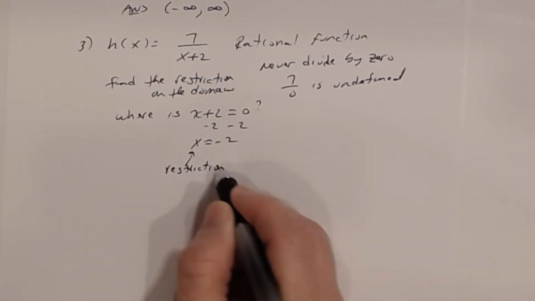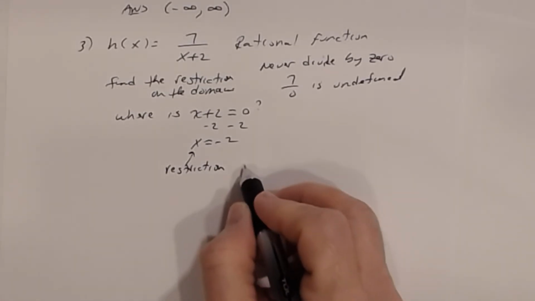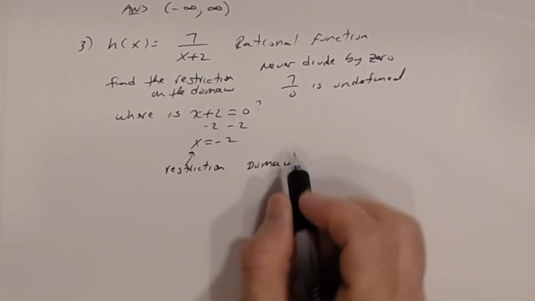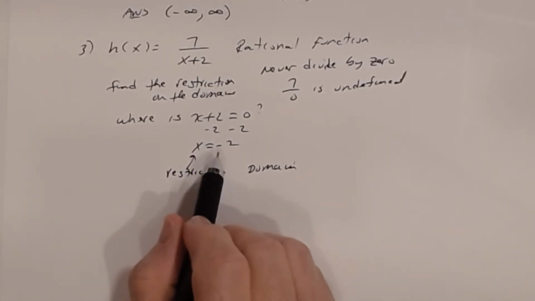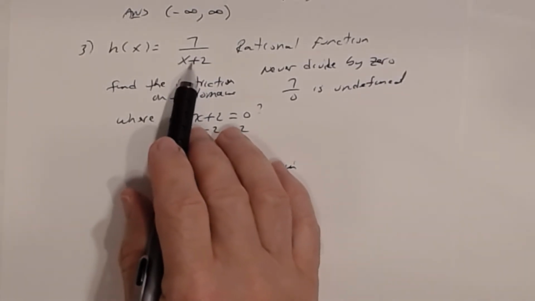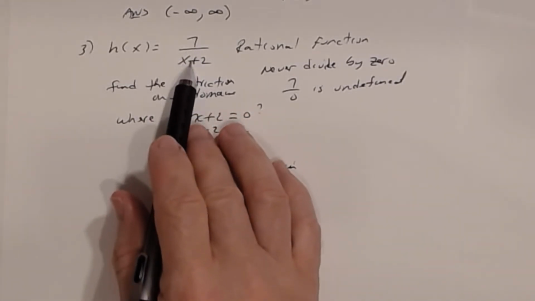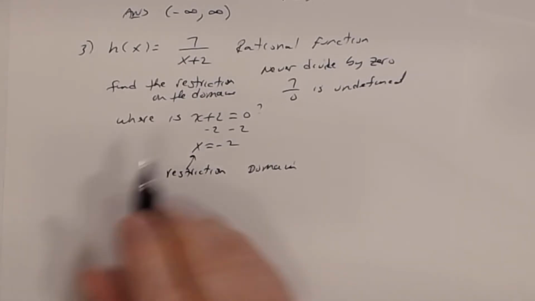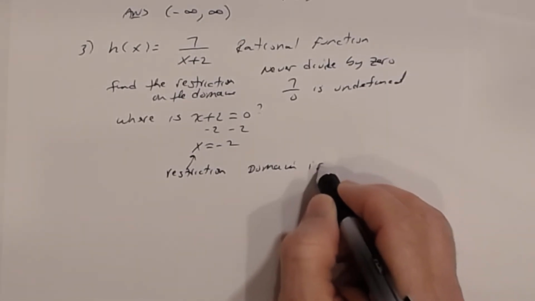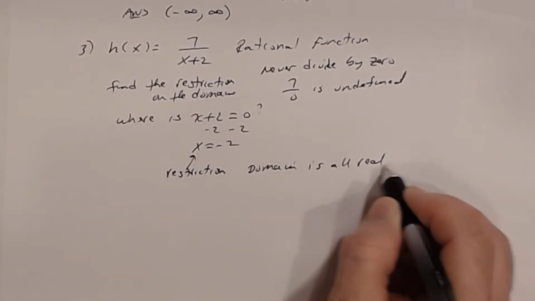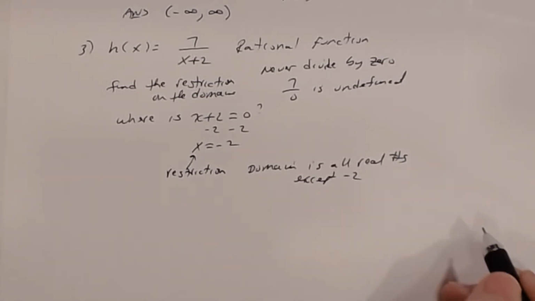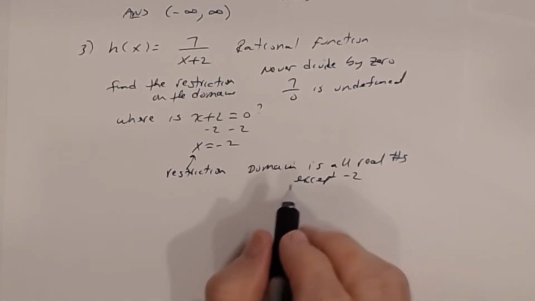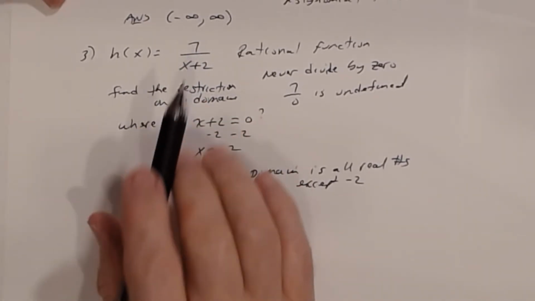Which means that my domain, I can use any number for x except negative 2. Because if I use negative 2, negative 2 plus 2 is 0, and 7 divided by 0 is undefined. So the domain is all real numbers except negative 2. But remember, they want you to write the answer in interval notation.